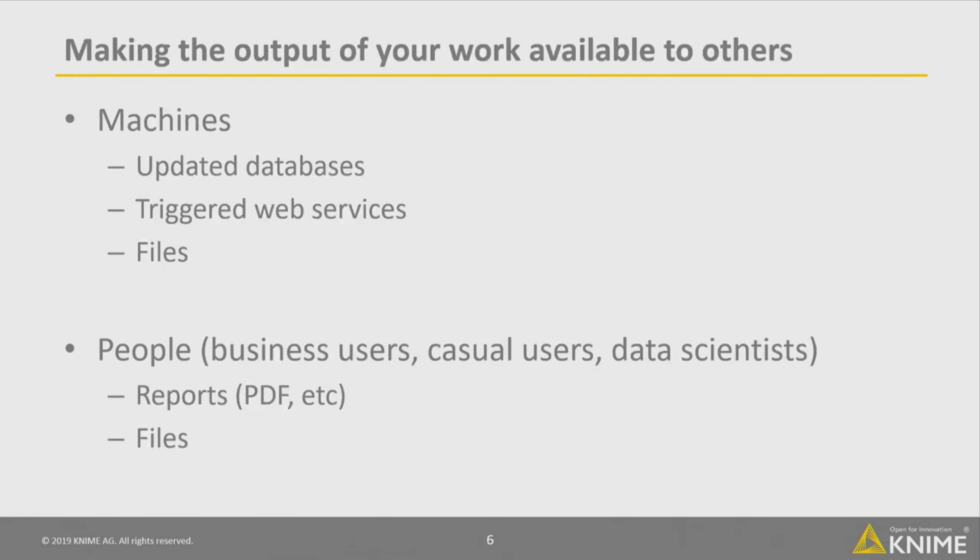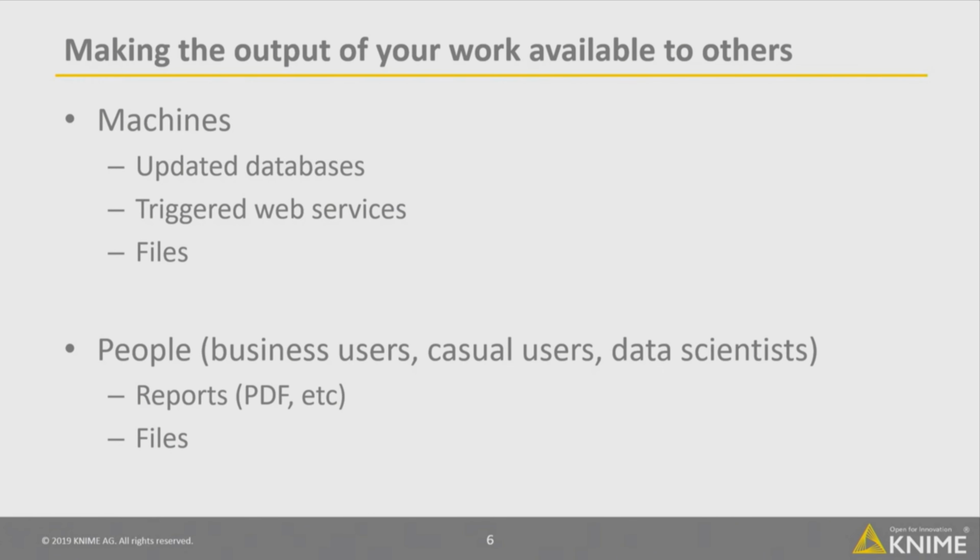For machines, or for either of these, you might want to make the output of your work available. For machines, you may be updating databases, triggering web services, or updating files and writing them to a server somewhere. For people, one of the classic things that people do with KNIME is generate reports, right? PDF reports or Excel files that people work with. Or they may also want to work with the files that you deposit somewhere on a server. So that's output available to people.